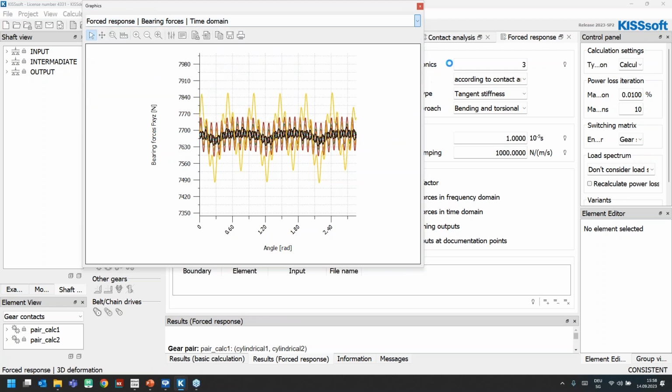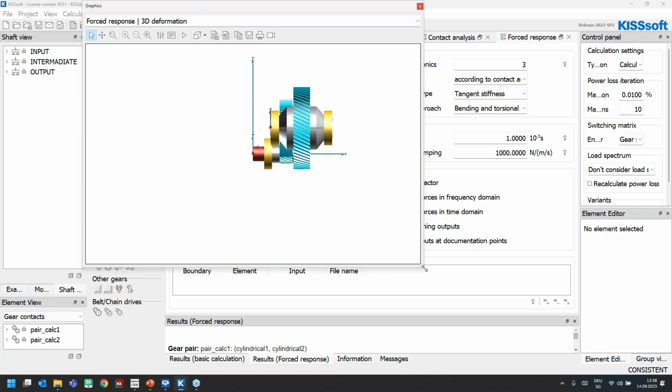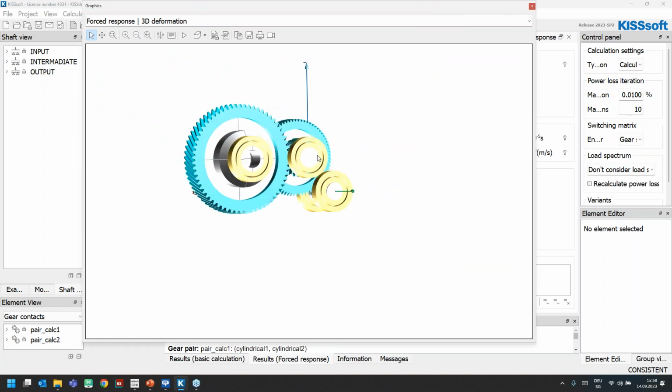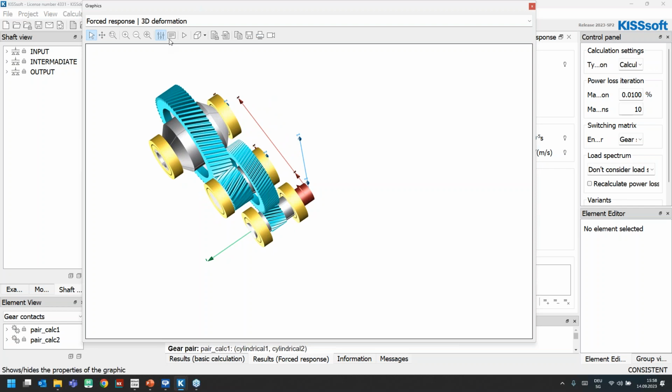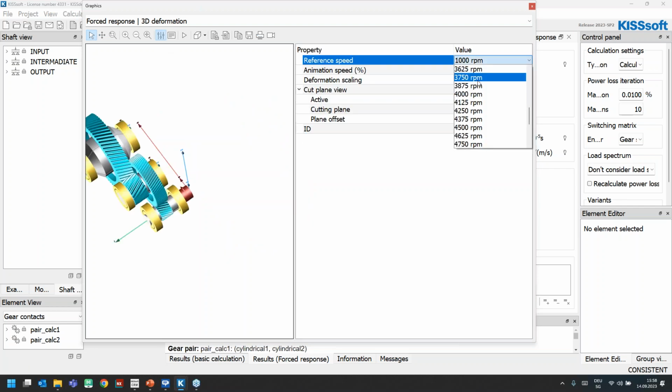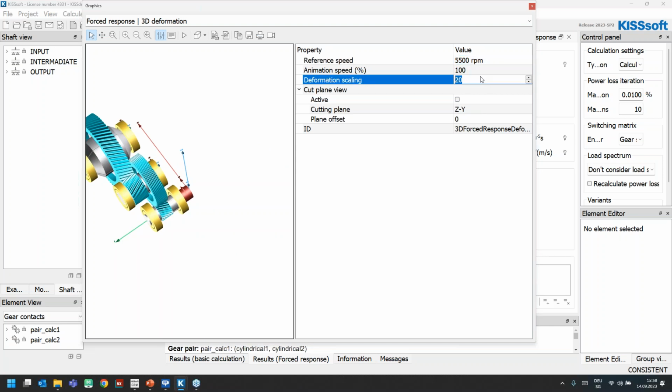And maybe one last graphic I'm going to show you. Let's hope we can see something. That's how the system is now vibrating at different speeds. So I'll pick a little bit of a higher speed. Let's go for 5,500 RPM.